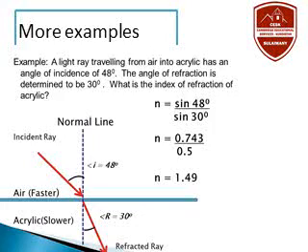Come here, after we simplify Snell's law, n2 equals sine 48 degrees divided by sine 30. Then n2 equals 1.49.